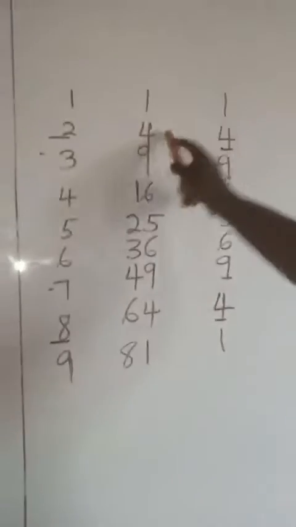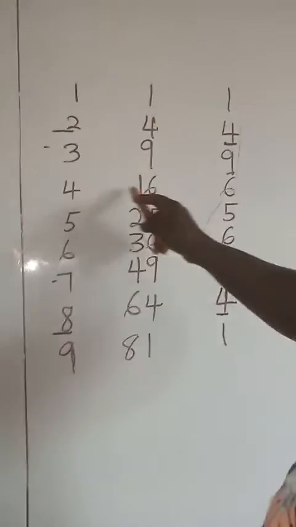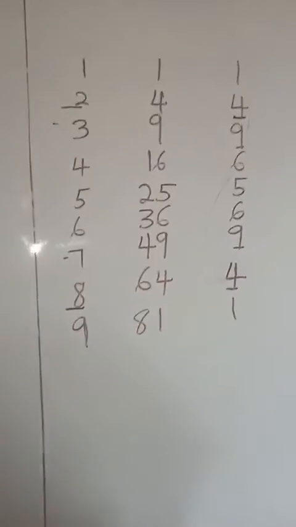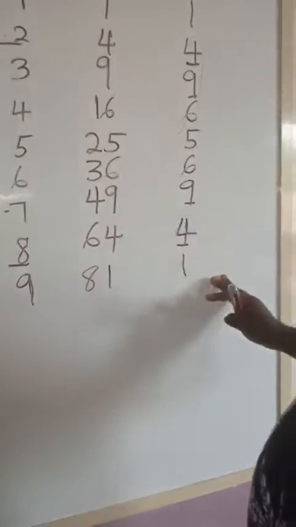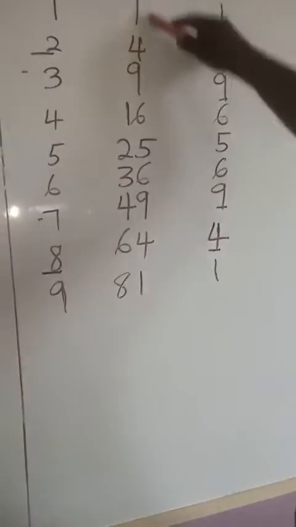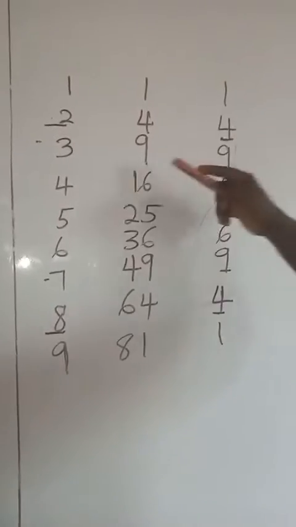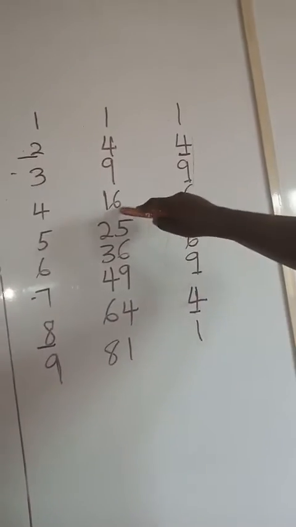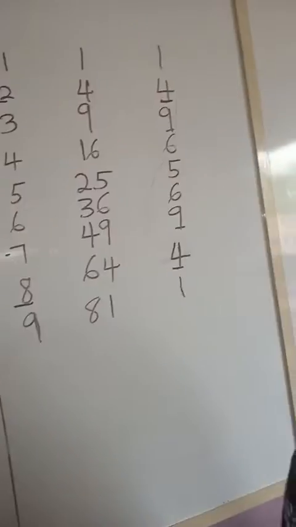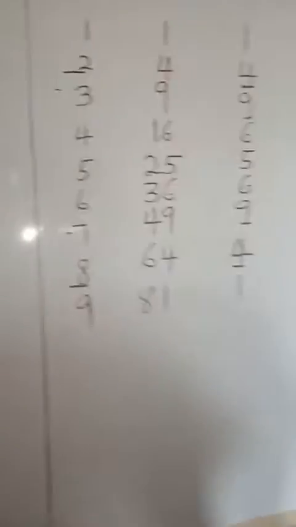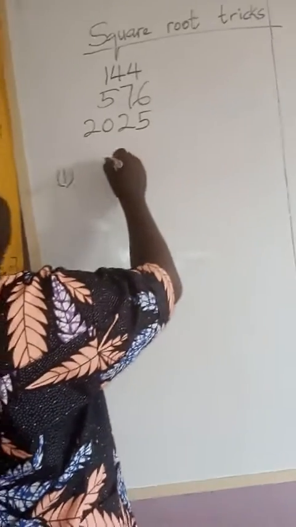Now, as stated on the board here, the square of 1 is 1, while the square of 2 is 4, square of 3 is 9, square of 4 is 16, and so on. Then in this column, we have the last digits of each of these squares. The last digit of 1 is 1, 4, 4, 9, 9, while here the last digit is 6. The last digit here is 5, last digit here is 6, and so on. So now we want to apply this to calculate square roots of these numbers.